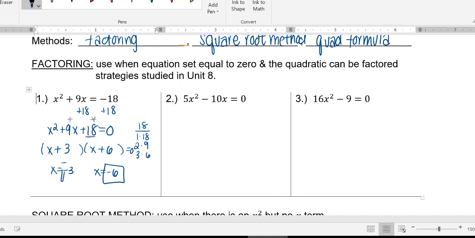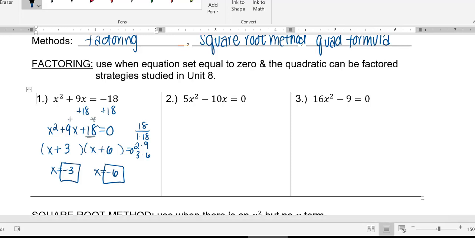You would have gotten both of these solutions if you use the quadratic formula, but personally I think factoring, if you have the ability to do so, is the most straightforward way to do that.